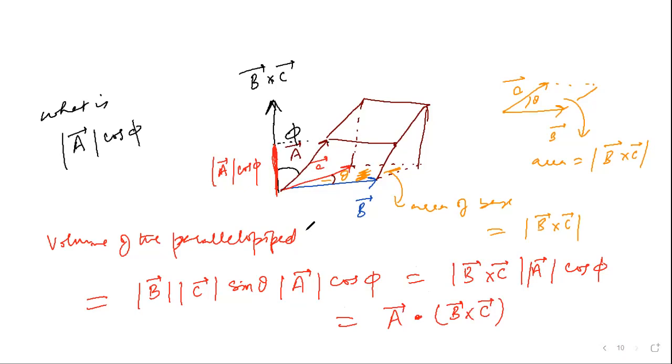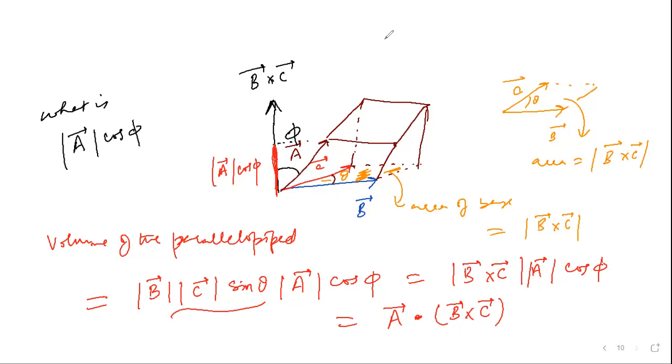B cross C is the area of the base. Height is A cos phi. So this I write as the B cross C magnitude, and this as A cos phi. Now this is the definition of dot product: A, this vector, into cos of the angle between the vectors, which is phi. So I can write it A dot B cross C.